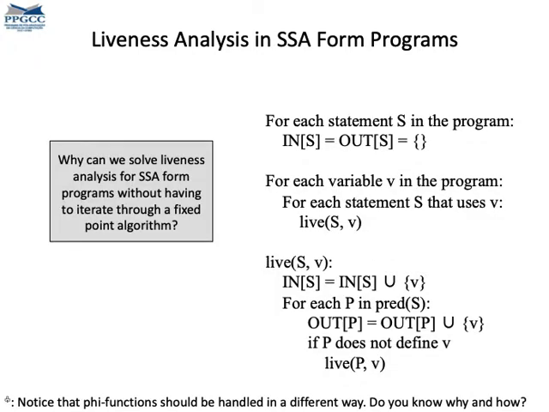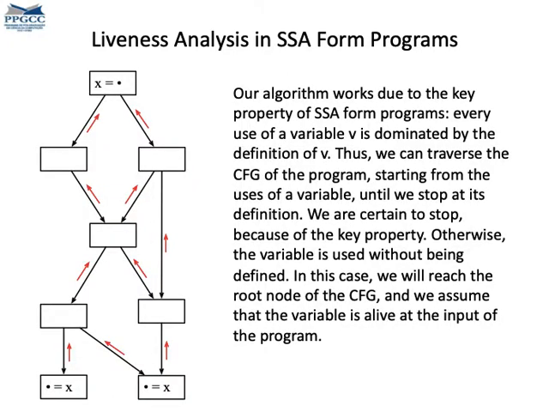By traversing the control flow graph from uses towards definitions, we mark the places where a variable is alive, and we never have to iterate. This new way to find live variables works because we are using the key SSA property that the definition of a variable dominates all its uses. So the definition ends up working as a stopping point in our traversal algorithm.